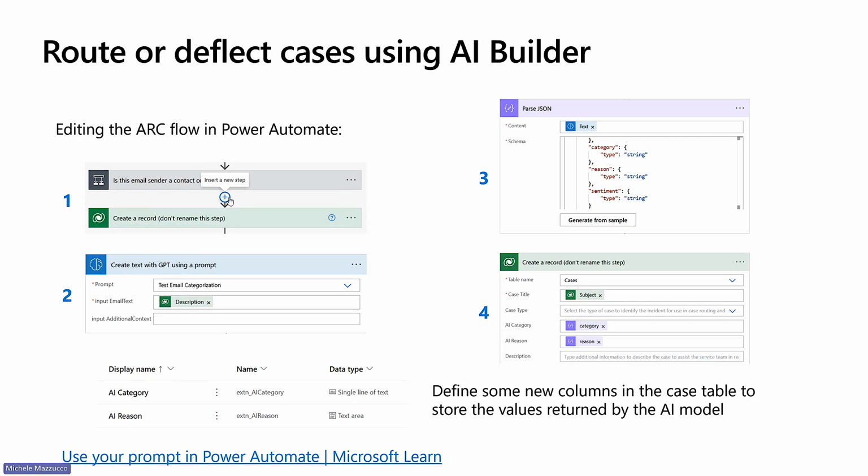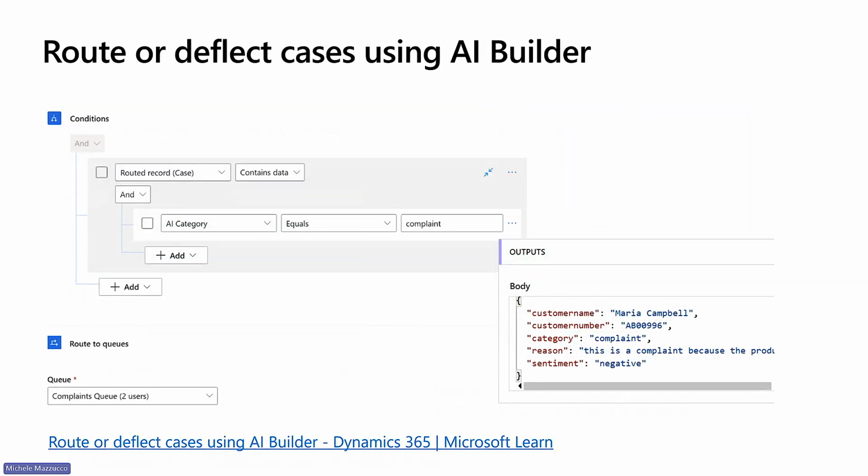If you want more information about how to use a GPT prompt in a Power Automate flow, you can refer to the linked documentation. Moving to the next step of our process, in Dynamics 365, we have our routing rules to assign cases to queues.